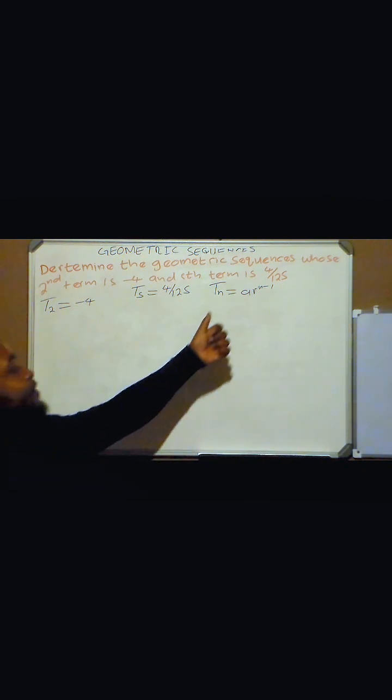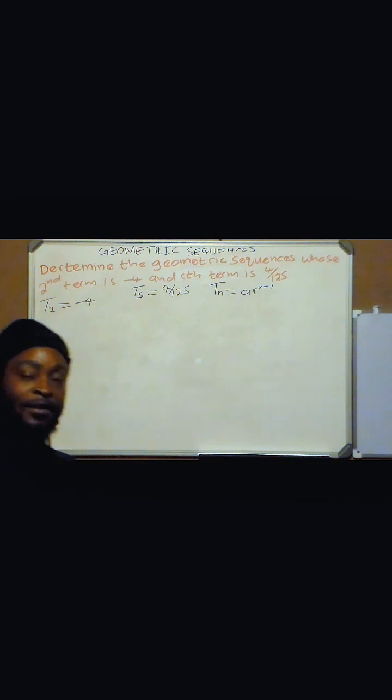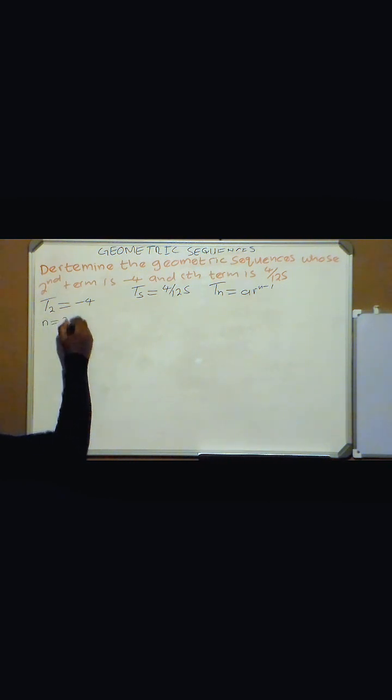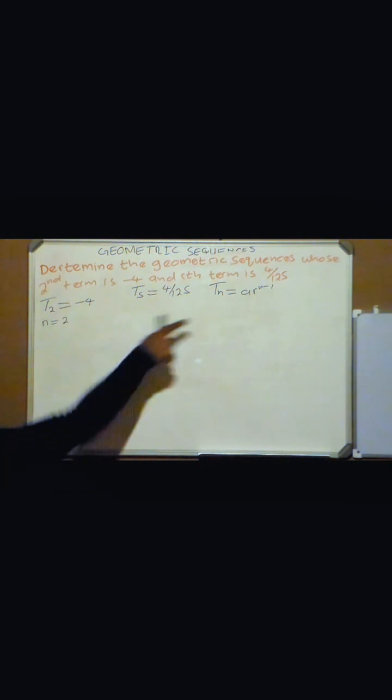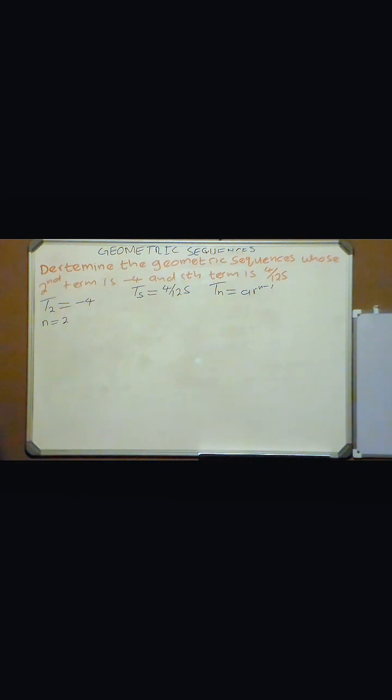After we find a and r, we multiply the value of a by the common ratio to find the next term until we find the 3 terms of the sequence that the question is looking for. Okay, so let's start by creating the first equation using the second term of the geometric sequence. So for T2, we know that the value of n should be 2. So we'll substitute in the equation.